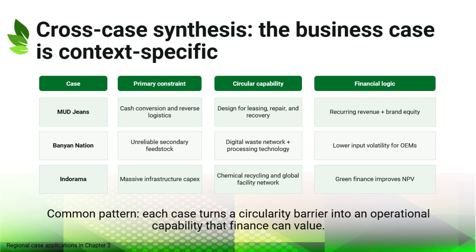The common lesson is that circular strategy begins with a specific constraint. Once the constraint is clear, the firm can choose the circular capability and financial logic that fit. Circularity is therefore not one universal formula. It is a disciplined alignment between operational redesign, capital structure, and value capture. Use the table to compare constraints before comparing success stories directly.